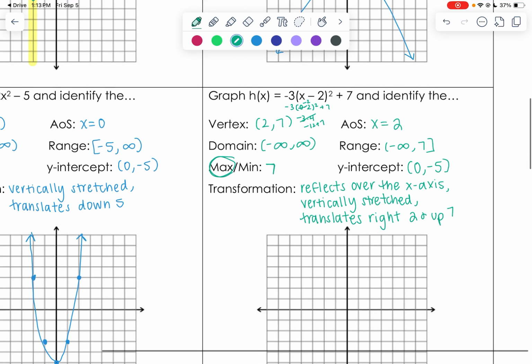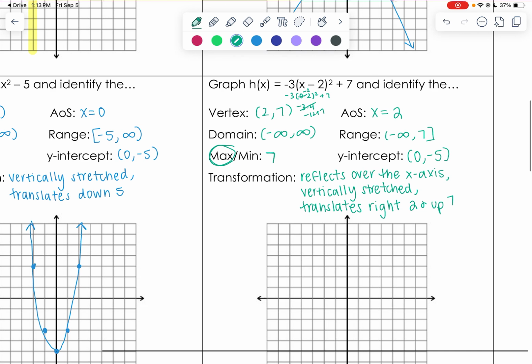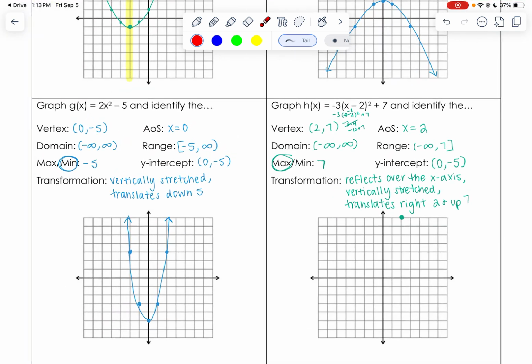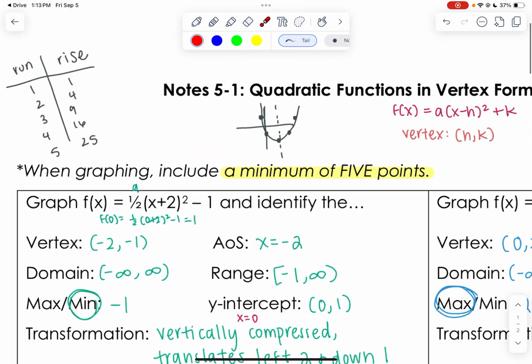So my vertex is at 2, 7, which is right there at the top of the graph. And it's okay if you go off your graph by a couple, just add a couple ticks up there and then put your point. Make sure it's clear. If that's the easiest point for you to do, then do it, okay? And it's going to go down, so be careful. And it goes back over here.